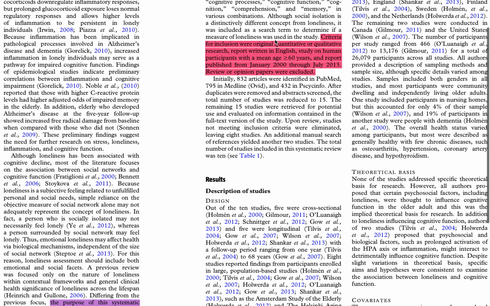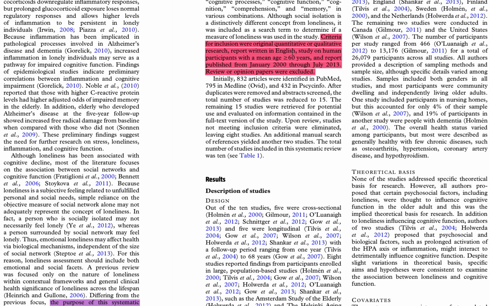Then I go on to talk about the inclusion criteria. These should be directly related to the purpose of your study, so that's why I have it highlighted here. My criteria for inclusion were original quantitative or qualitative research, reports written in English, studies on human participants with a mean age of greater than or equal to 60 years, and it had to be published between January 2000 and July of 2013.